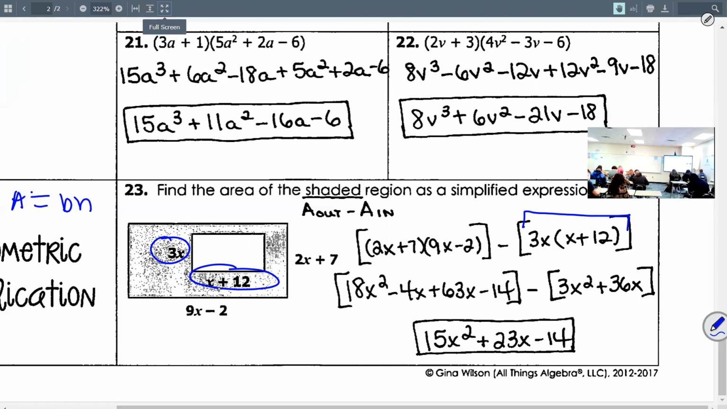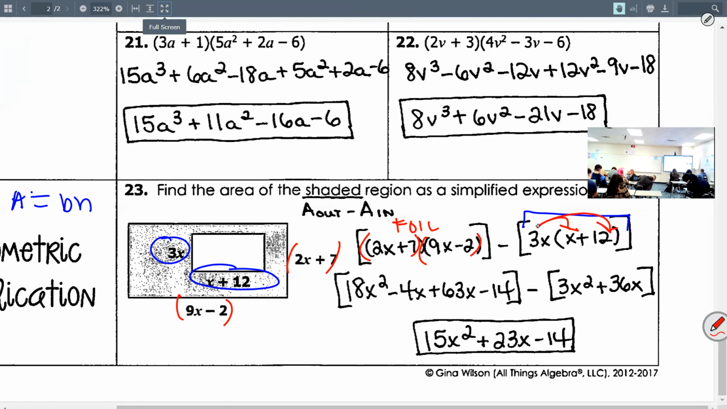What if I wanted to find the area of the larger rectangle? What would I be multiplying? Good. So the base, which is 9x minus 2, times the height, which is 2x plus 7. And again, it's this term times that term. That's why there's parentheses there. And so here, since it's a 2-term times a 2-term, you could FOIL or double distribute. Over here, since it's a 1-term times a 2-term, you're just distributing.